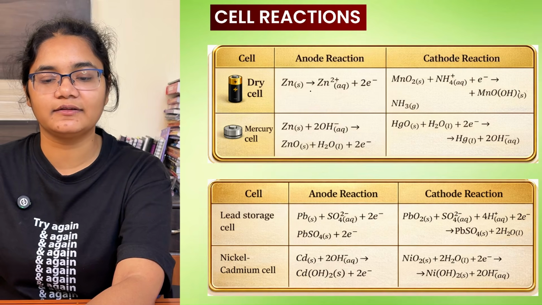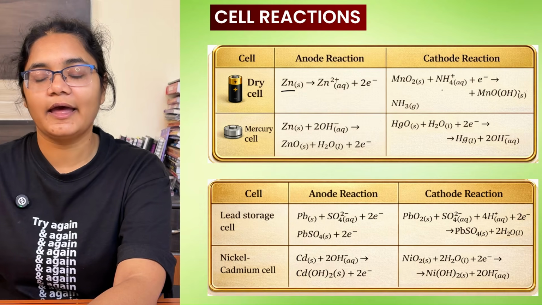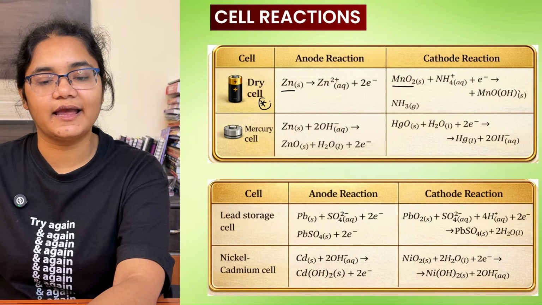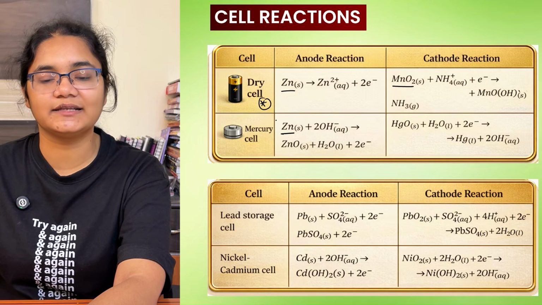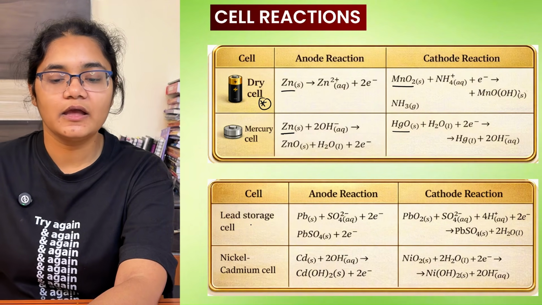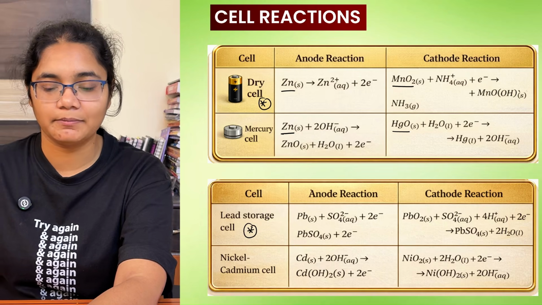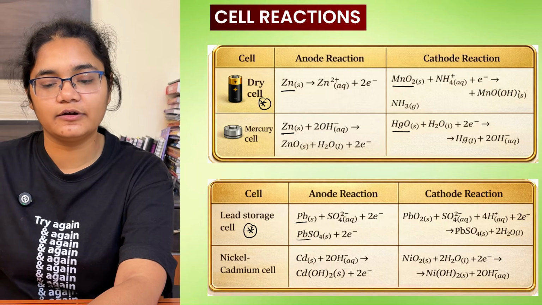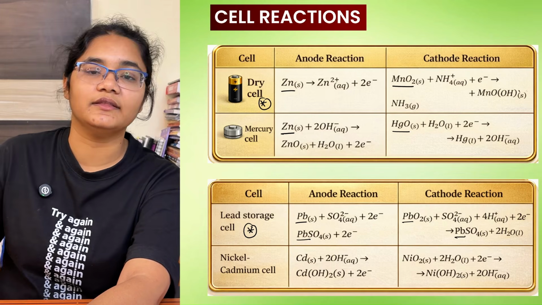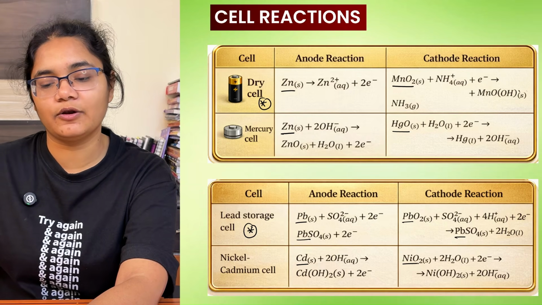So for the dry cell, here we have zinc at the anode and MnO2 is used in the cathode position. And yes, you should know these reactions, so you have to remember them. Mercury cell, again zinc is used as anode and mercury oxide is used in the cathode. Now coming to the lead storage cell, here this reaction is also important. This one you should remember. Lead is oxidized to lead 2 plus in the anode and lead 4 plus is reduced to 2 plus in the cathode. Okay, nickel cadmium cell, here cadmium is there and nickel oxide is there.